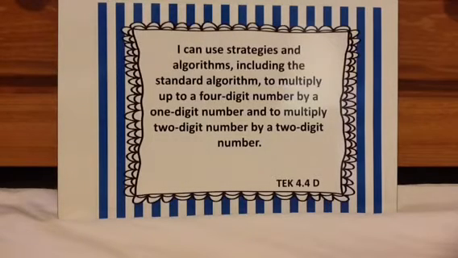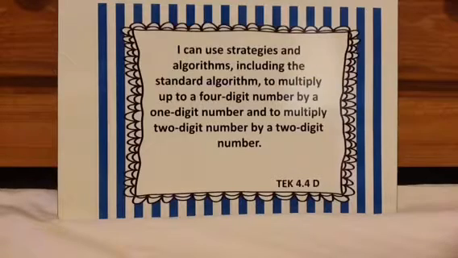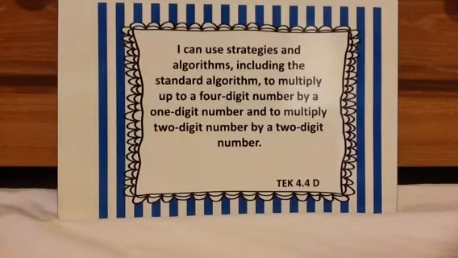Hi scholars, today we're going to look at TEK 4.4d. It says I can use strategies and algorithms including the standard algorithm to multiply up to a 4-digit number by a 1-digit number and to multiply a 2-digit number by a 2-digit number. So with the standard algorithm, I'm also going to teach you the box and partial product and distributive property. So we'll go through each one by one.